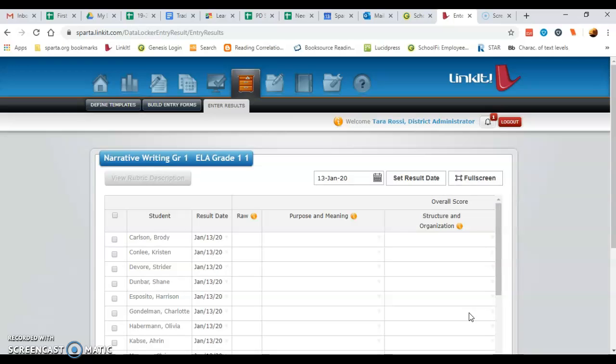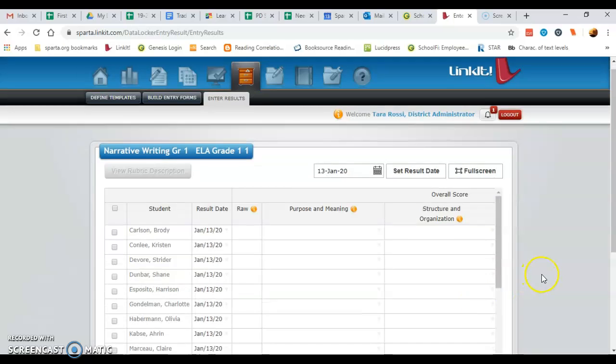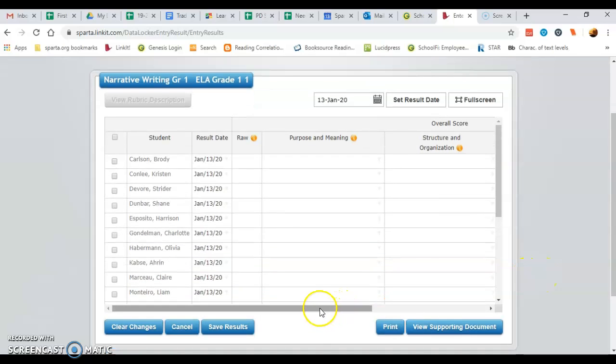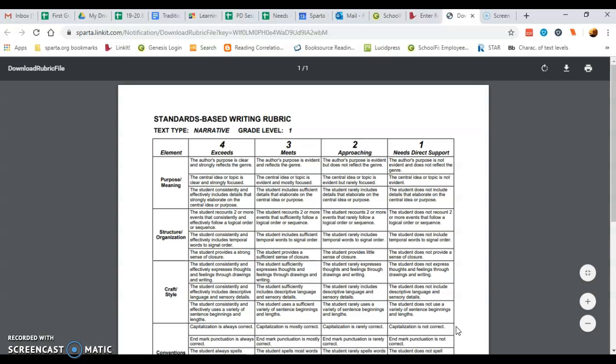So the question is, how do I enter the results on a data entry form that looks like this? So what I want you to notice first of all is that there's an action button at the bottom of the screen. It says View Supporting Documents, and when you click on it, your writing rubric will show up. So this is the writing rubric for first grade narrative.